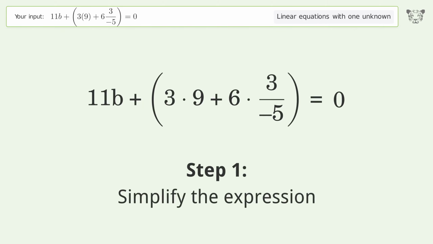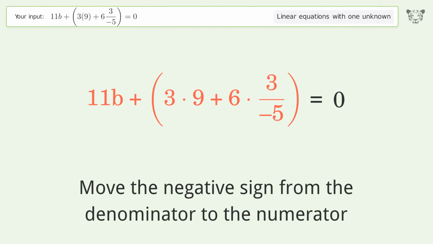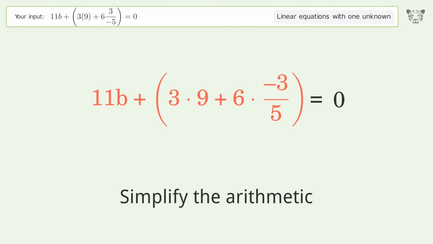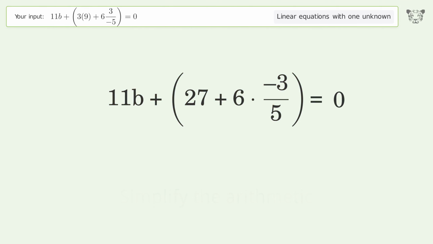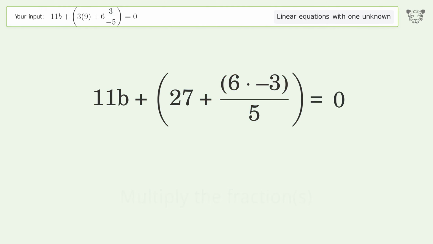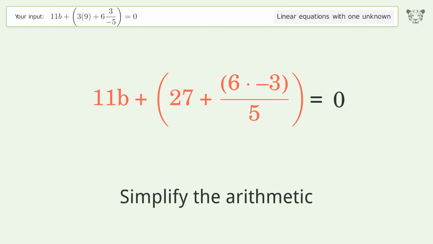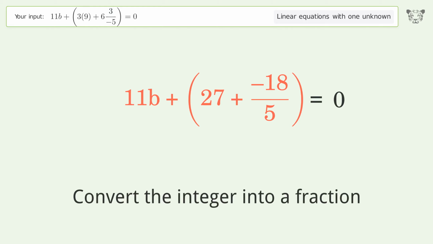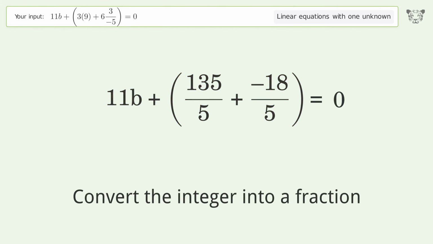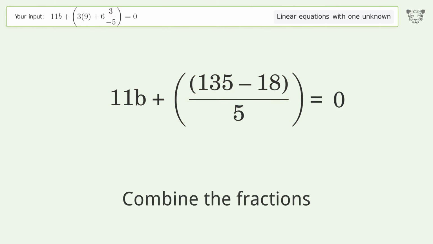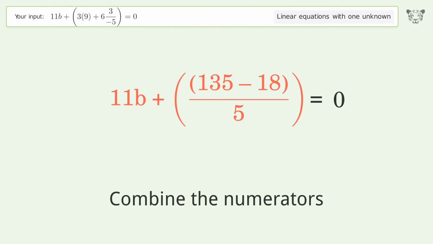Simplify the expression. Move the negative sign from the denominator to the numerator. Simplify the arithmetic. Multiply the fractions. Simplify the arithmetic. Convert the integer into a fraction. Combine the fractions. Combine the numerators.